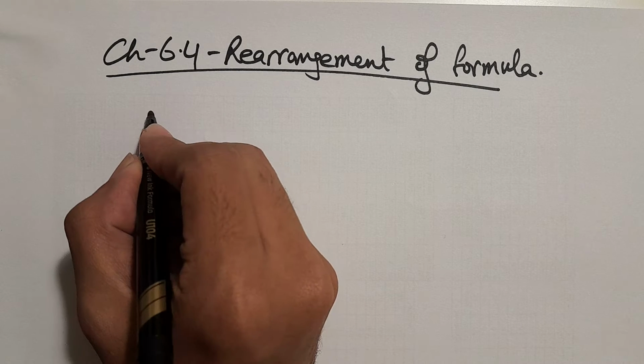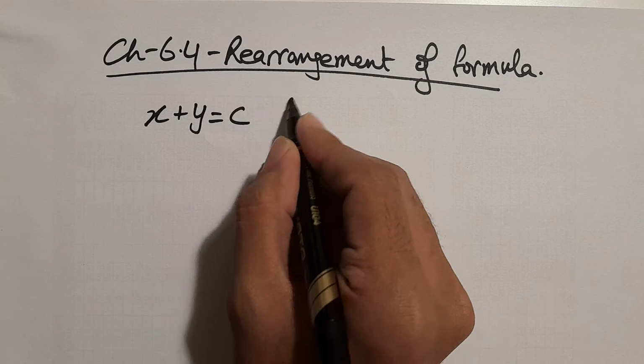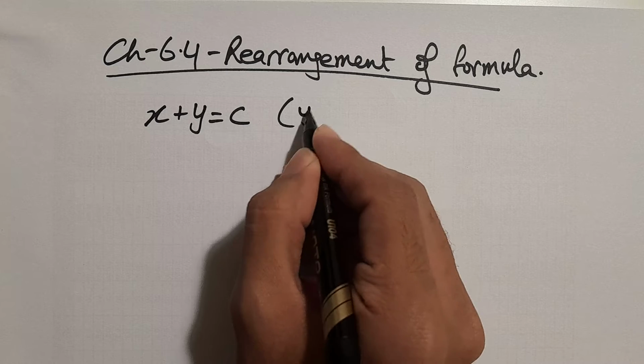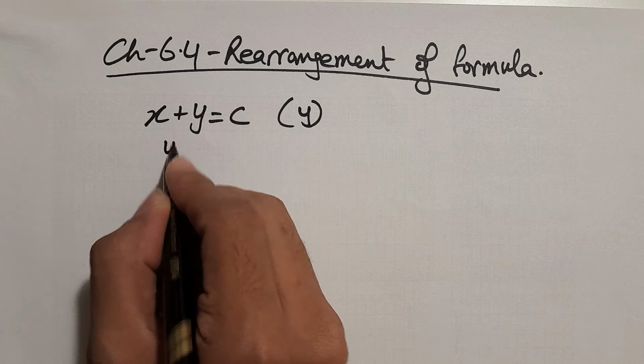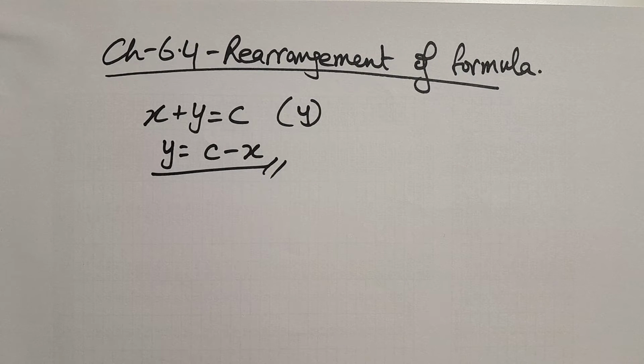So for example, if we have x plus y is equal to c and we have to make y the subject, so what we will do is write y is equal to c minus x. So this will be the answer.